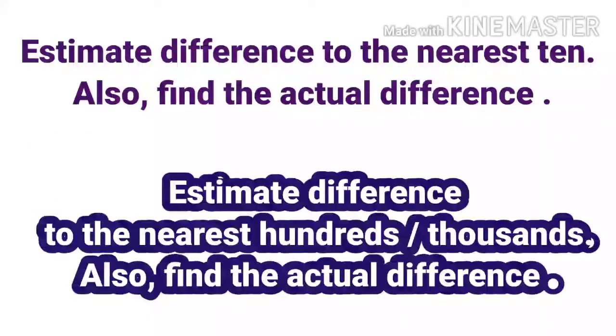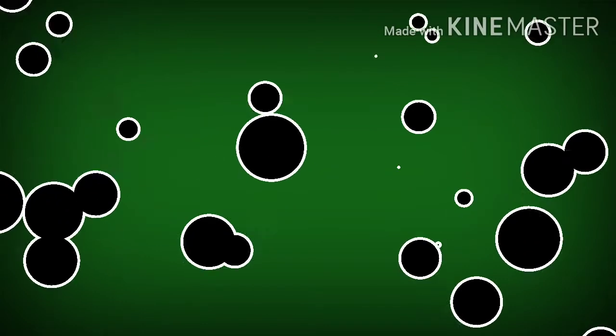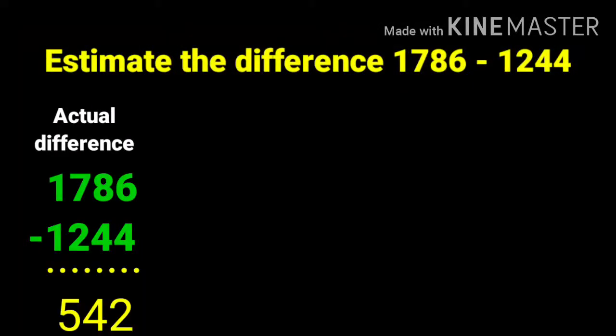Similarly, we can estimate the difference to the nearest 100 and to the nearest thousands. Actually, there are no rigid rules unless it is required to estimate to the nearest tens, hundreds or thousands. The estimation depends on the degree of accuracy needed and how fast the estimate is needed. For example, estimate the difference between 1786 and 1244. First see the actual difference.